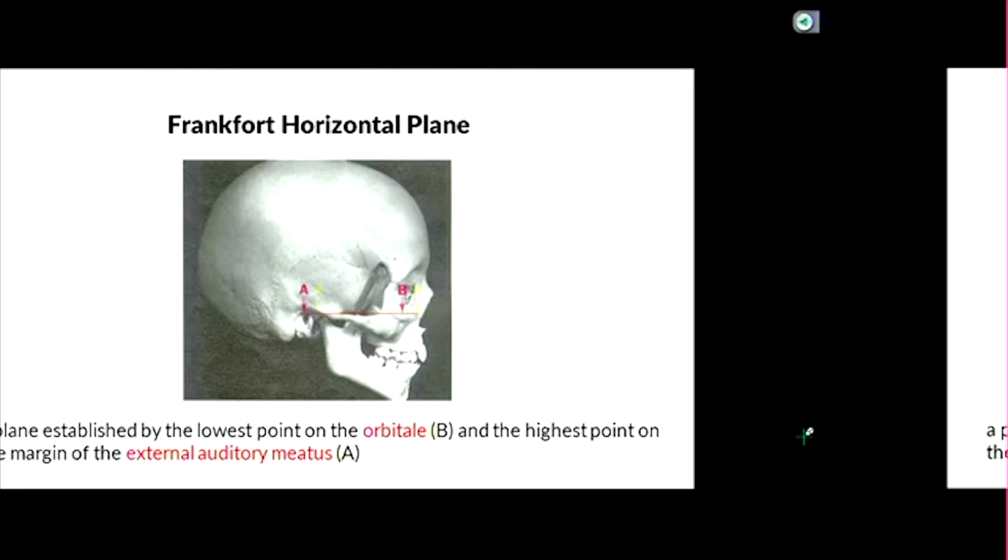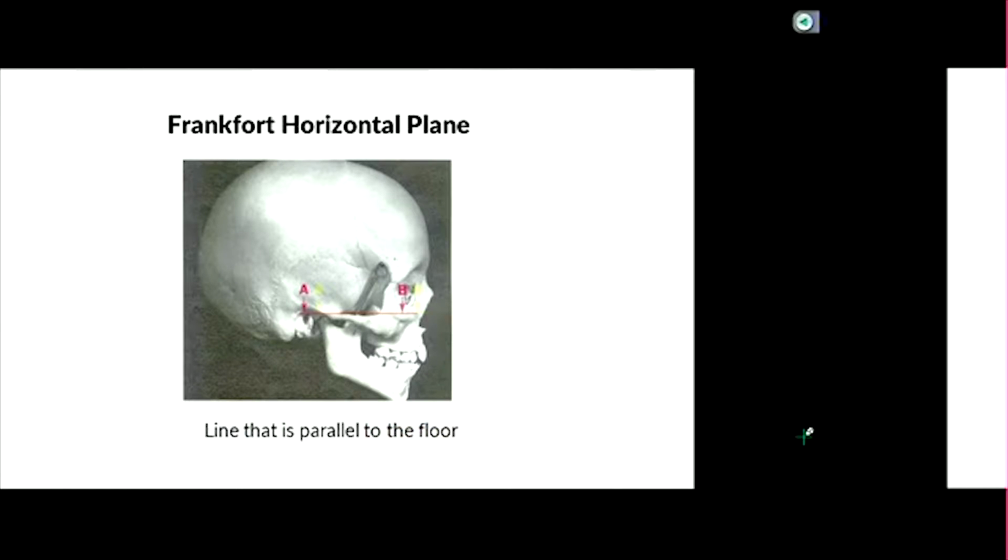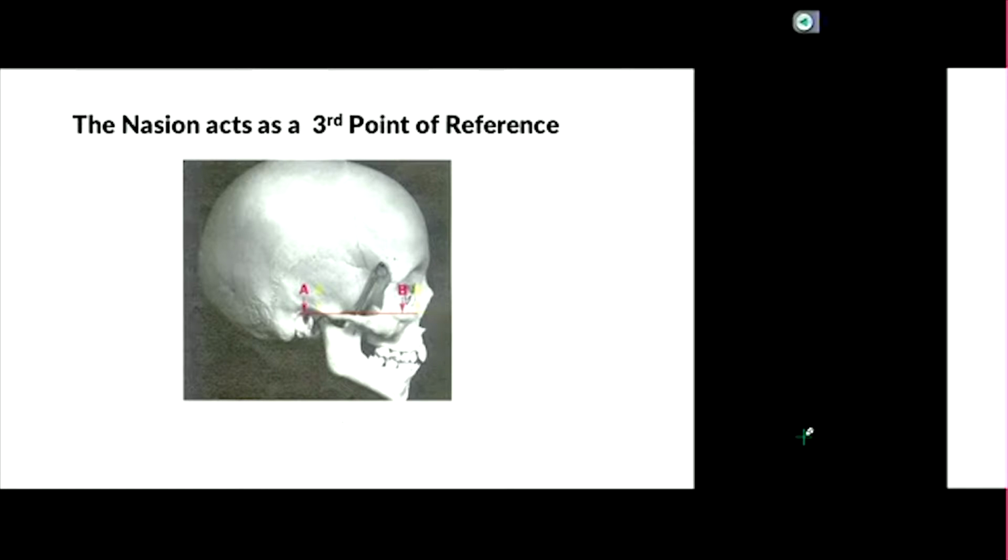So now we have a standard plane that we know how to orient our patient, and that becomes our reference plane. So the Frankfurt horizontal plane serves as our marker for the horizon, basically. Think of it that way: the line that is parallel to the floor.